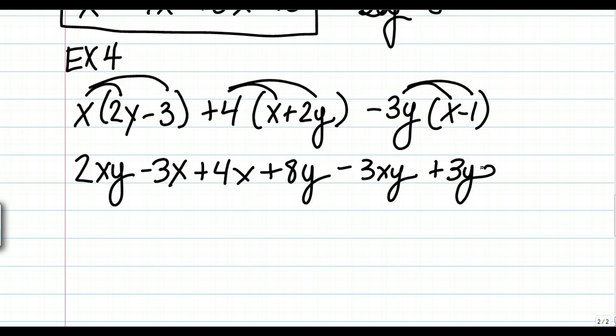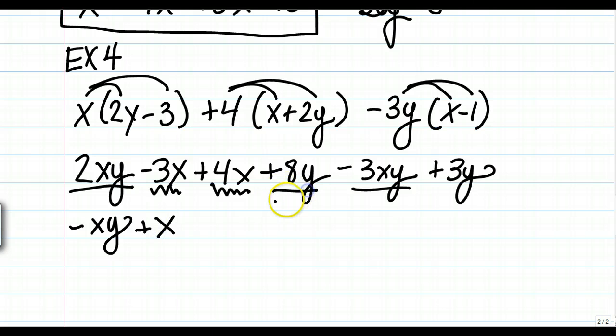So now you look and you're going to combine like terms. I have an xy right here, and I have an xy right here. So I have 2xy minus 3xy, which is negative 1xy. Here I have a negative 3x and a positive 4x, which just gives me a positive x. Here I have 8y and 3y, which is 11y.